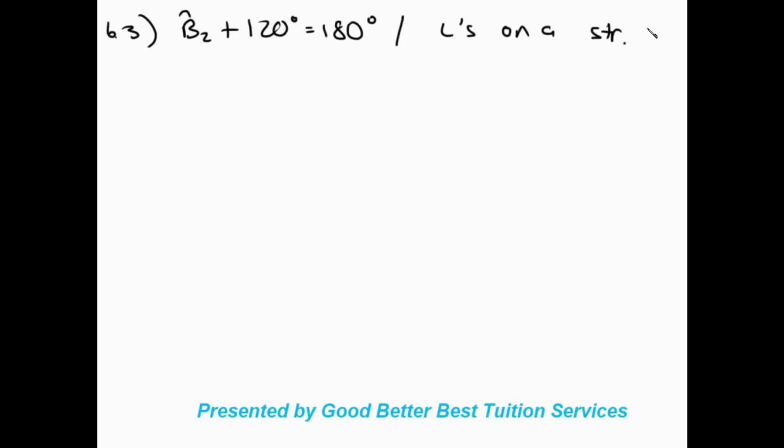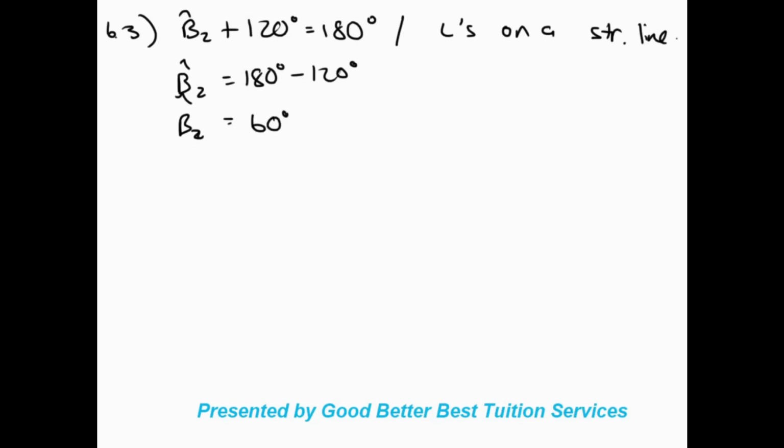We're on 6.3. So we can say angle B2 plus 120 degrees equals 180 degrees. Reason: angles on a straight line. Cool. Solve for B2 now. We get 180 degrees minus 120 degrees. Angle B2 is equal to 60 degrees.